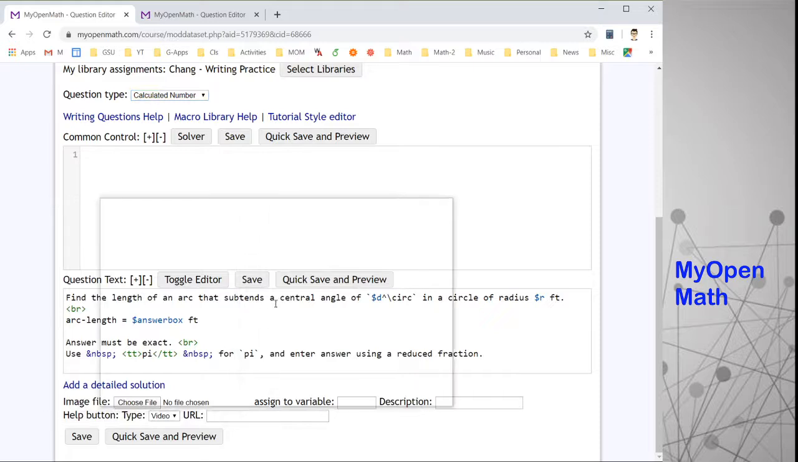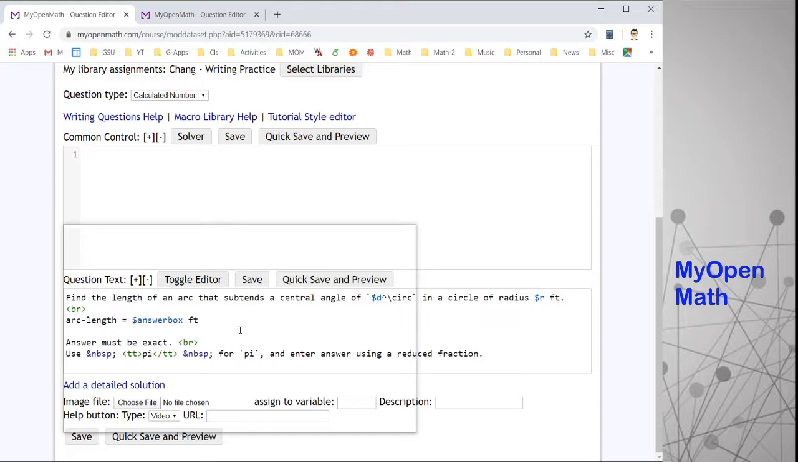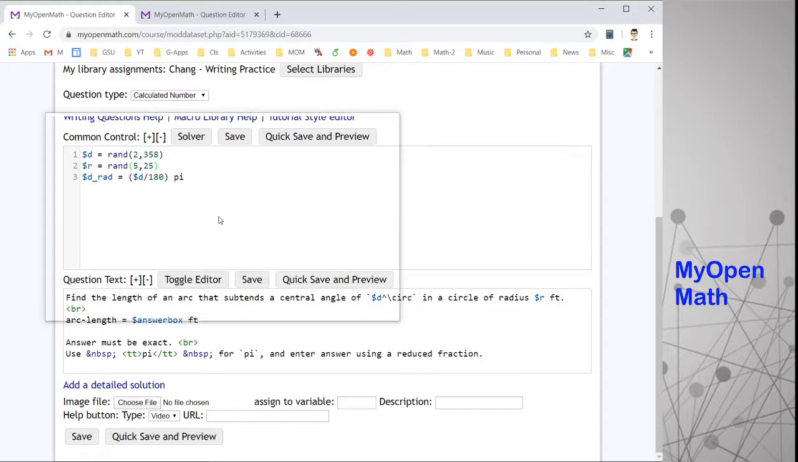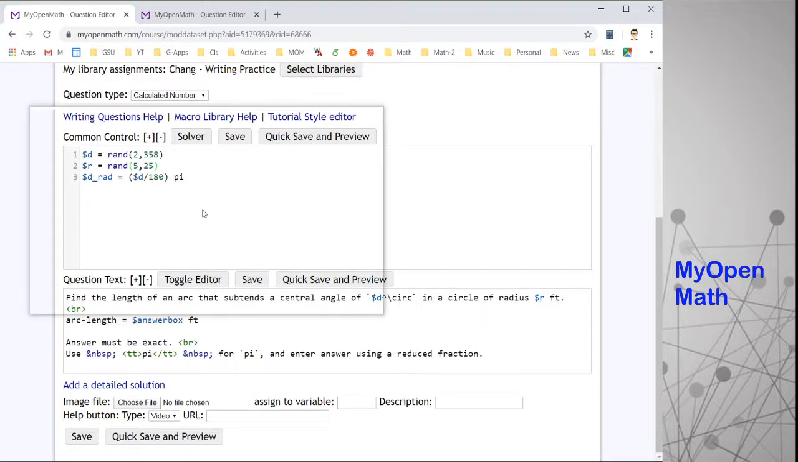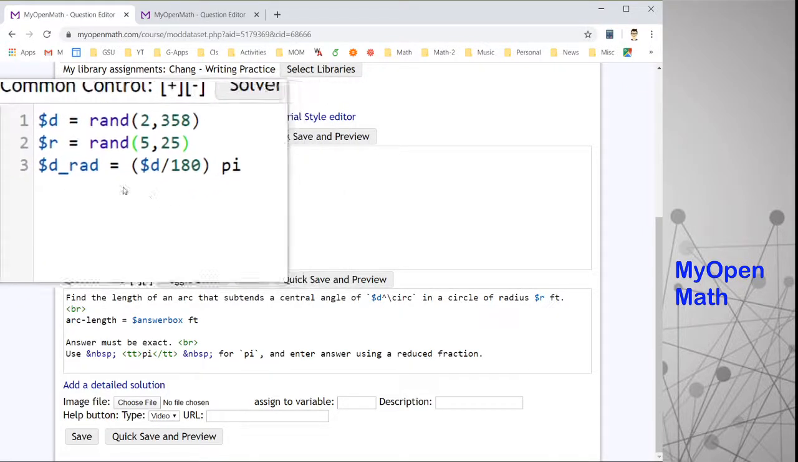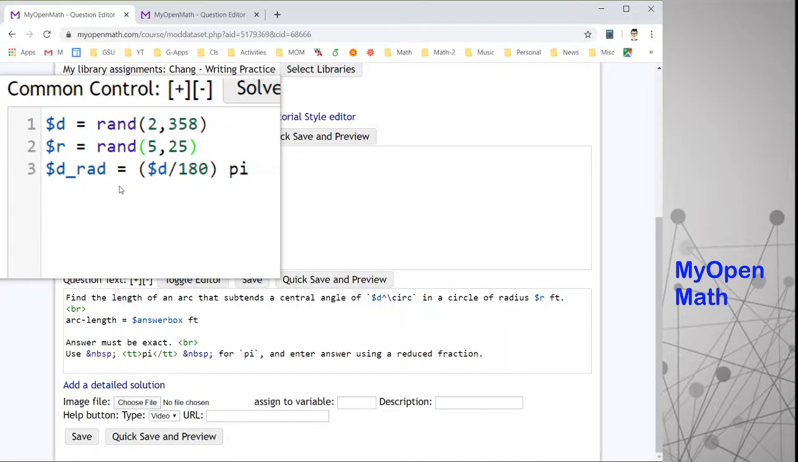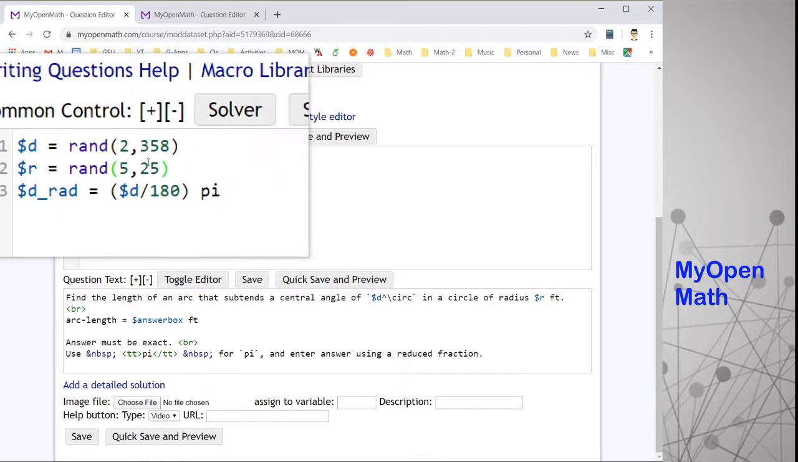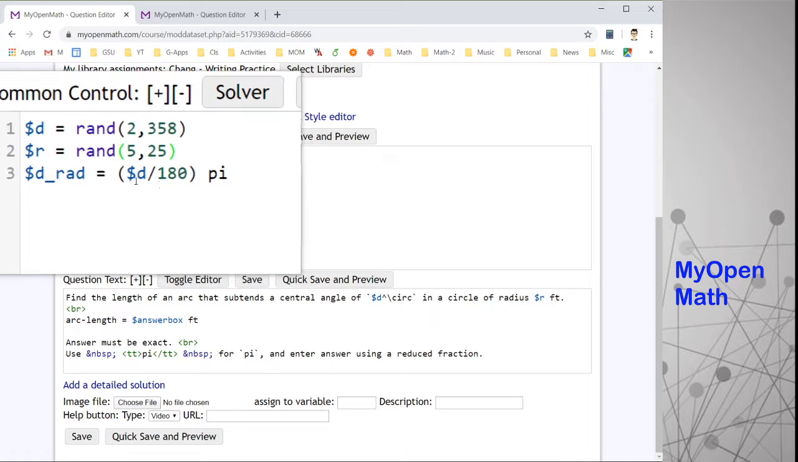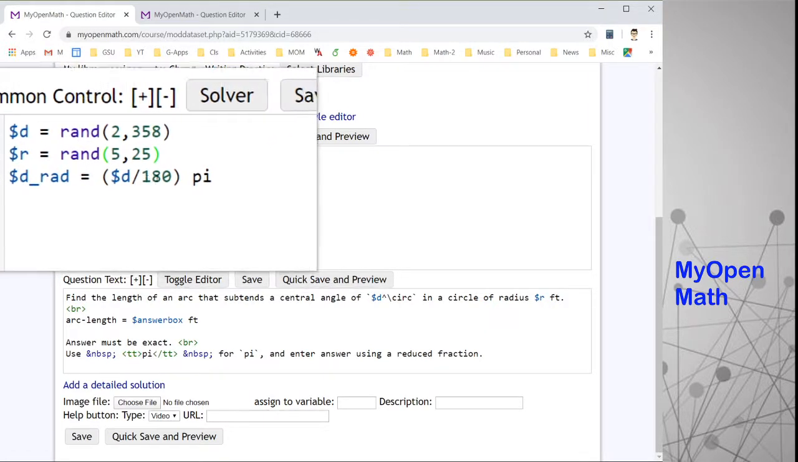Let's see how to enter this one. Let's begin with the random generator. So here is the beginning of the code. D is the measure of the magnitude of the angle. R is the measure of the radius. And I'm converting that degree measure of the angle D to radian. Like I explained last time, this will change these quantities into a decimal number.